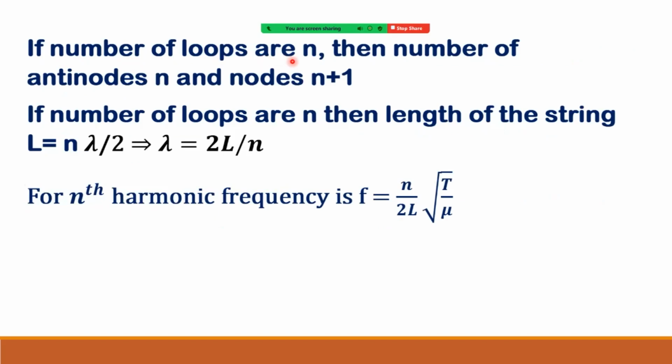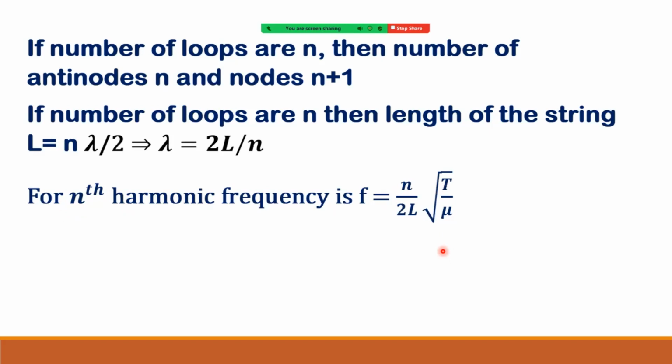So if the number of loops is n, then the number of antinodes is n and nodes are n plus 1, right? If the number of loops is n, then the length of the string is n times lambda by 2, because for one loop, the separation equals lambda by 2. This is what we have discussed, right? So from that we got lambda equal to 2L by n. Therefore, for the nth harmonic, frequency is n by 2L root of T by mu. Okay. So this is when both ends are fixed.